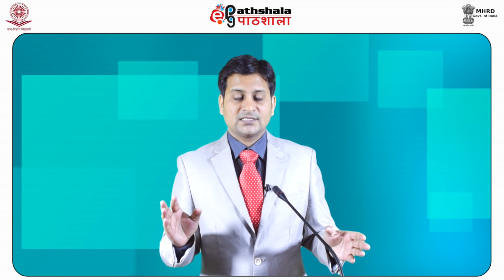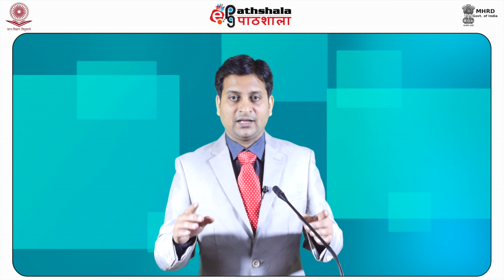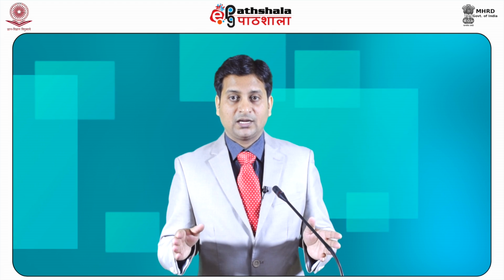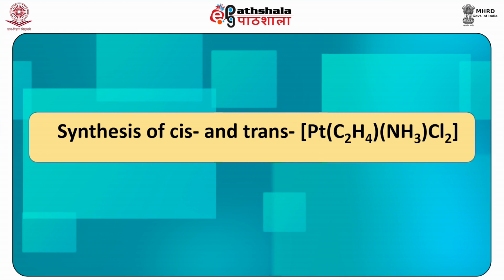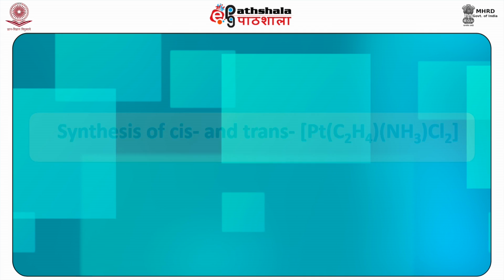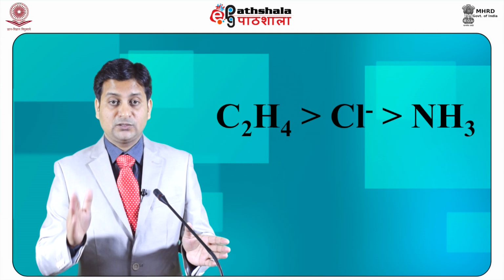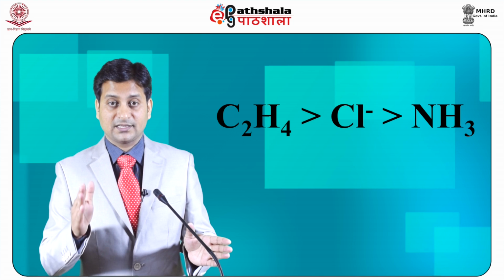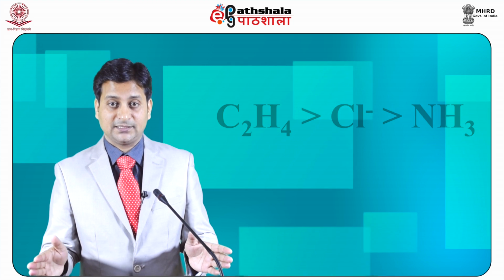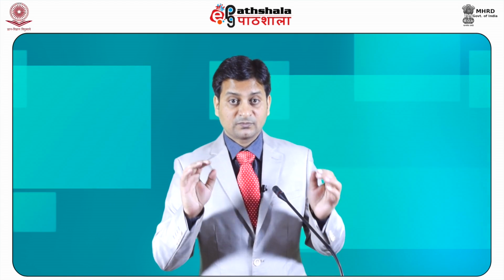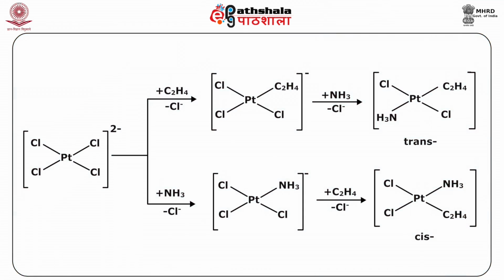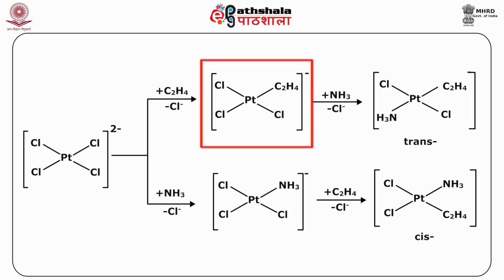If we have to synthesize cis or trans platinum monoalkene monoammonia dichloride system, it is formulated as Pt(C2H4)(NH3)Cl2. So what is the order of trans effect? C2H4 has maximum trans directing power, then Cl minus, then NH3. So let us start with the tetrachloroplatinate again. On one hand, we add C2H4 in the first step, that will form the PtCl3C2H4 complex.